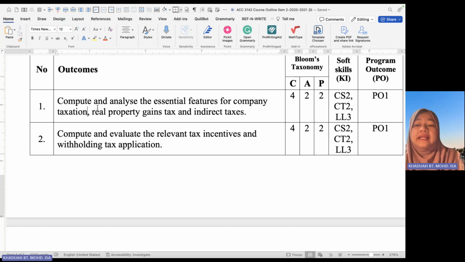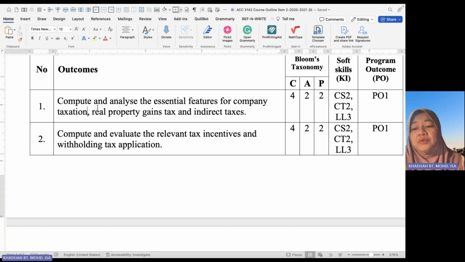So it means that at the end of the semester, you don't have to wait for the end of the semester. At the end of every topic, you should be able to compute the chargeability and the tax liability for the company, or even on the RPGT as well as the indirect taxes. And you also must be able to compute and evaluate the relevant tax incentive.